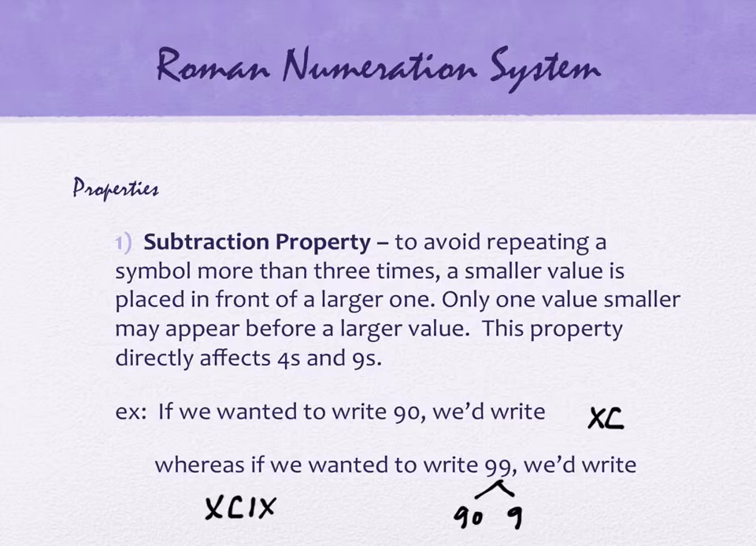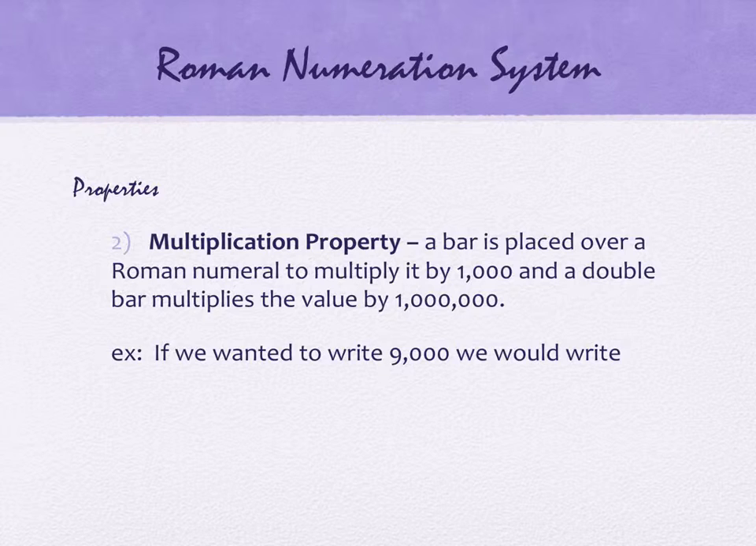Okay? All right, so there's one more property, and you may not have encountered this one before. This is the multiplication property. So you might have looked at that and said, okay, I can go up to 1,000, and maybe I even have some sense of how the subtraction stuff works, but what if the number's bigger than that? Well, if you have a number that's bigger than that, you need the multiplication property. So a bar is placed over a Roman numeral to multiply it by 1,000. A double bar multiplies it by 1,000,000, which is 1,000 times 1,000. That's why it's doubled. It's 1,000 twice. For example, 9,000. Anytime you see something with the thousands, almost always you're just going to look at the number in front and write it. How do I write a 9? IX.